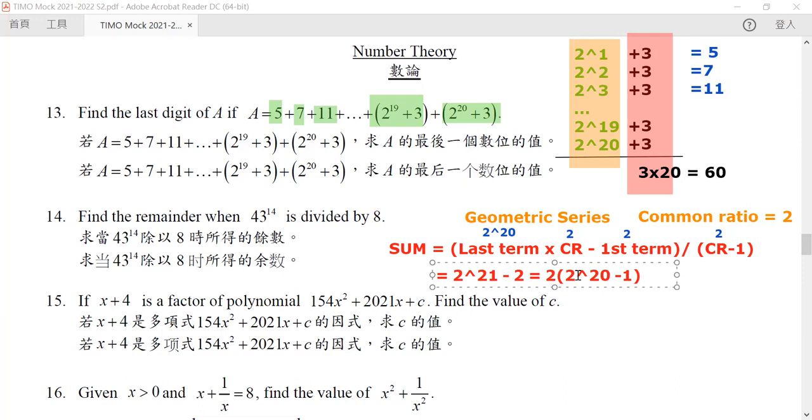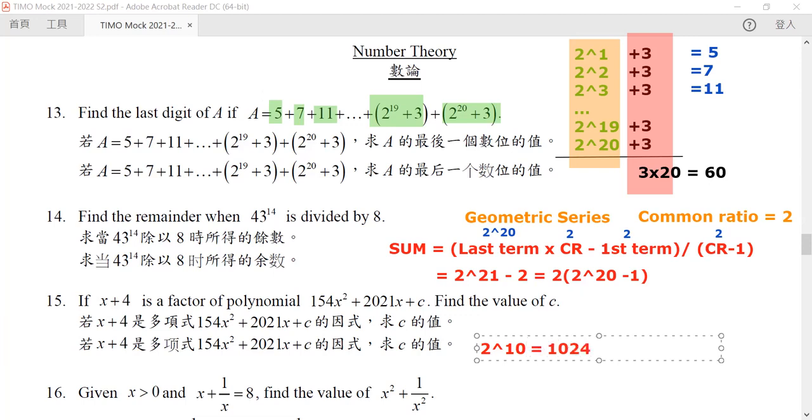Okay, so all we need to do is just find out the sum. Now usually this is very hard to find out, but we know that 2 to the power 10 is exactly equal to 1024.